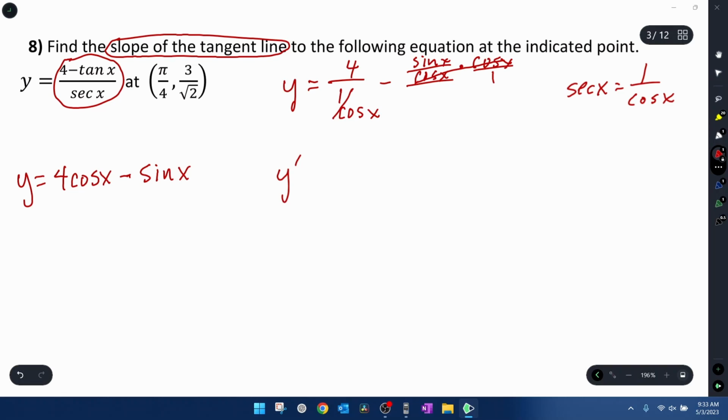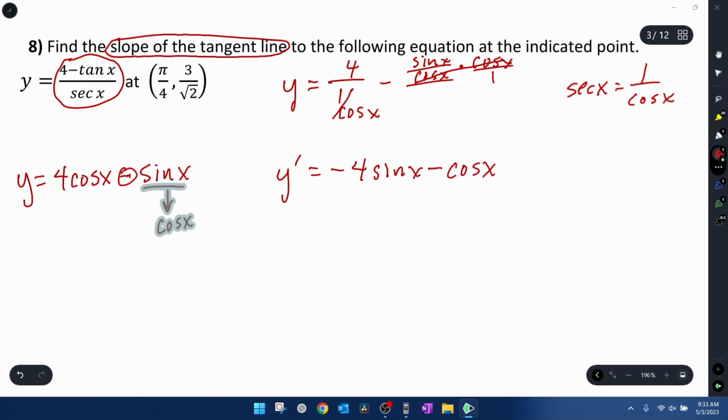Here we go. Y prime is the derivative of cosine x, which is negative sine x. Remember that the coefficient here just comes along for the ride. And then we need to take the derivative of negative sine x. Well, the derivative of sine x is cosine x, and here the negative just gets attached to negative cosine x.